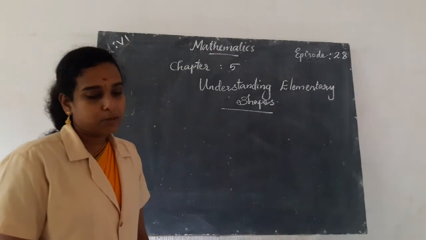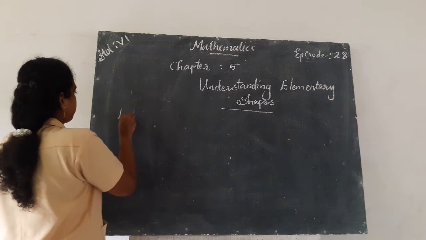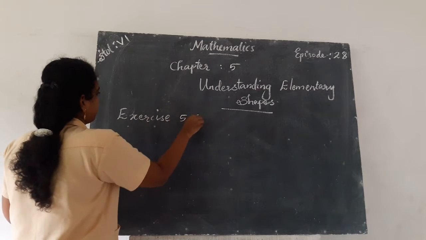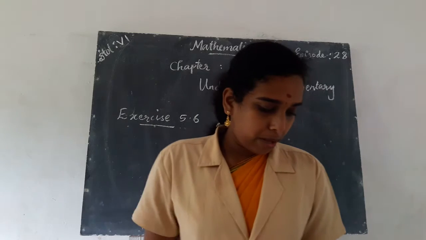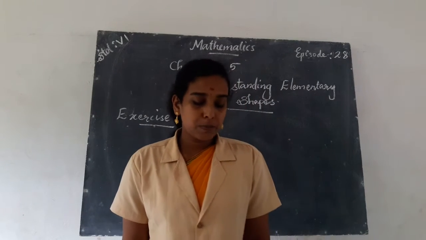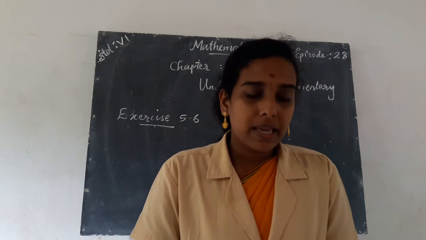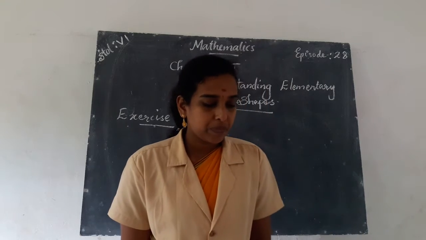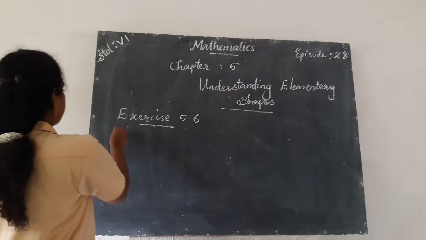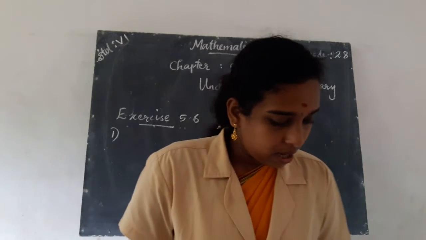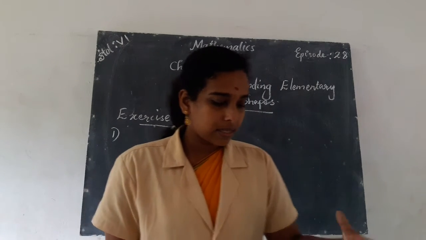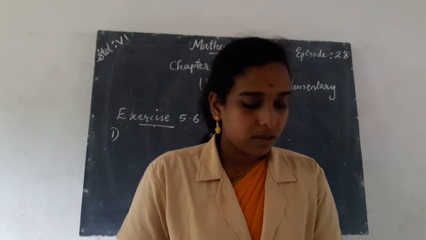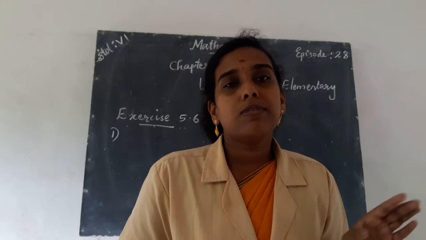So let us solve the exercise portion. Exercise 5.6, in your textbook page number 103. Take page number 103 and look at the questions. First question: name the types of the following triangles. The lengths of some sides are given here, and based on that we want to identify the type of triangle.